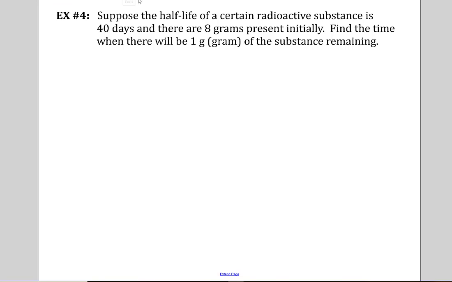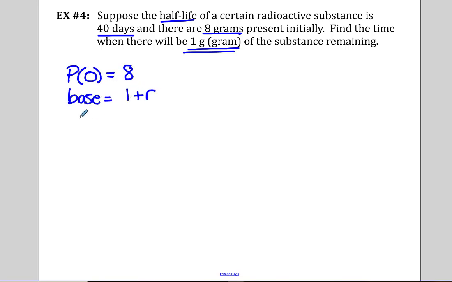Then the last one with that model, we want to suppose that the half-life of a certain radioactive substance is 40 days. There's 8 grams initially, and we want to know when there's just going to be 1 gram remaining. So the population at time 0 is 8. The base, they want us to use 1 plus r, and we're told it's a decay. And what's happening? In 40 days, find the rate of decay. So 1 minus a half, the half-life would be, the base would be a half.